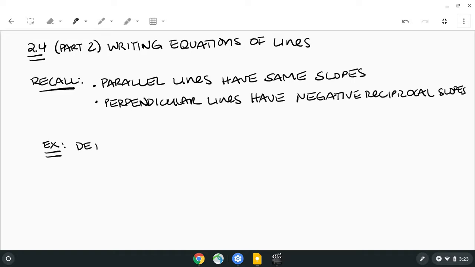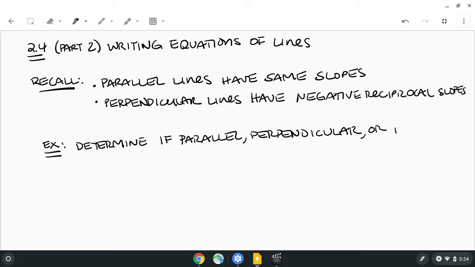Determine if parallel, perpendicular, or neither. Okay, so suppose that we have these two equations. We'll do two examples here. So let's suppose we have 3x plus 2y equals 18. And suppose that we have y equals negative 2/3 x plus 1.